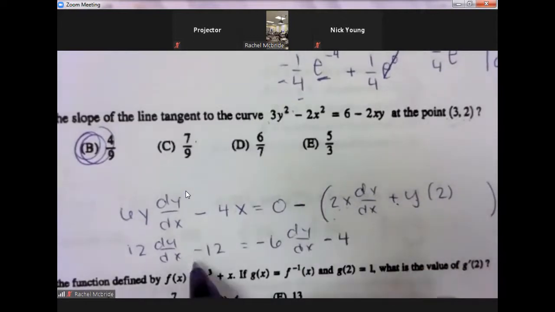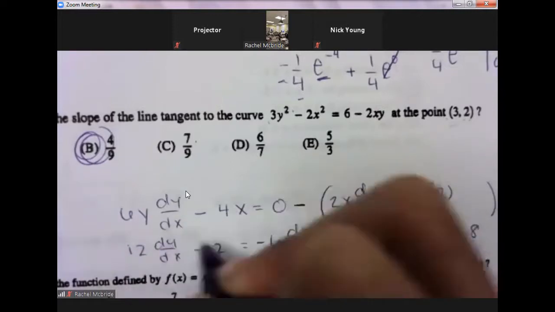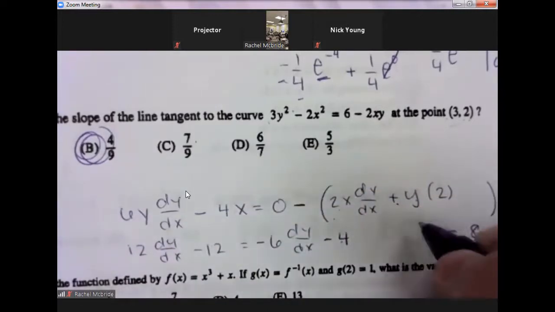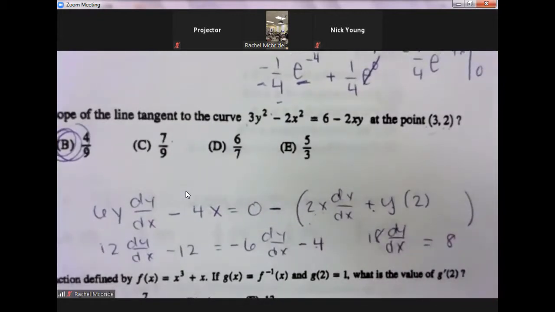And then I get my dy/dx on one side and the numbers on the other. So you'd add 12, which gave you 8. And then you'd add your 6, so you get 18 dy/dx. Divide both sides, and that's how you got 4/9. You'd have 8 over 18, which reduces to 4 over 9.